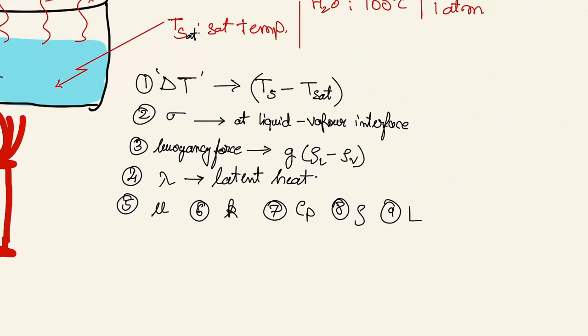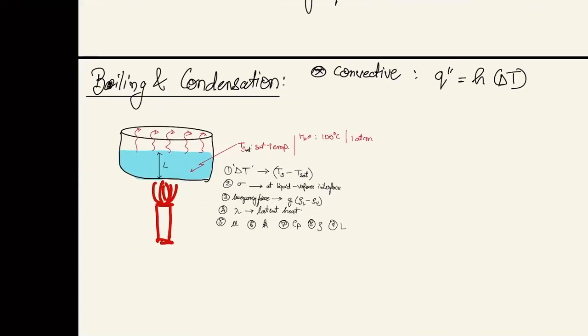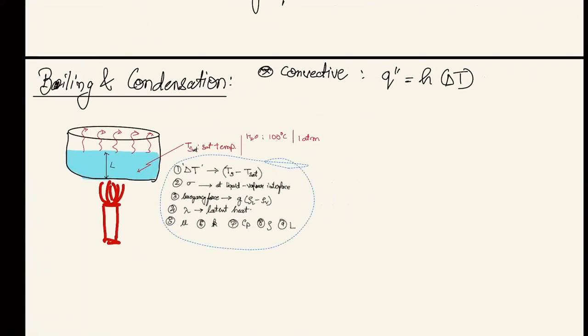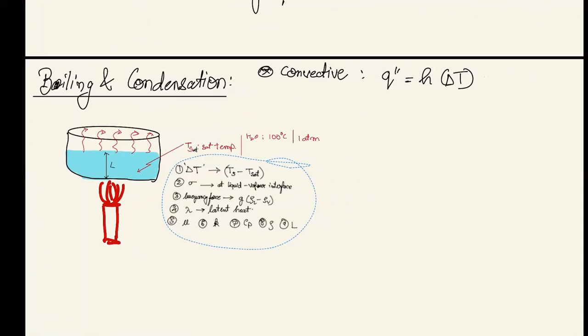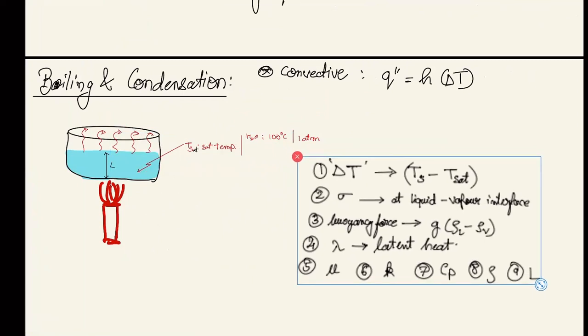All right, so basically, these are the 9 particular parameters on which your complete process of boiling or the heat transfer will depend. Now we need to understand the effects of these 9 particular parameters in detail.